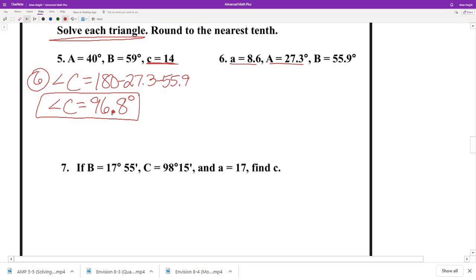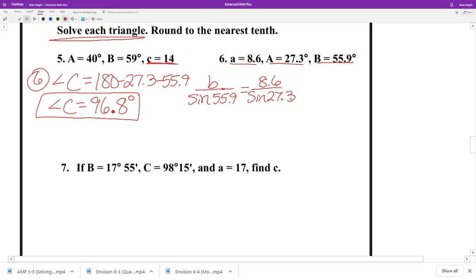All right, we're looking for little side B and side C. I get in a bad habit of saying little b and little c, but just know that means the same thing. If I'm talking about little, that's the sides. If I'm talking about big, it's the angles. So side B would be B over the sine of angle B, which is 55.9, equals, what's the one we know? We know A. 8.6 over the sine of 27.3.